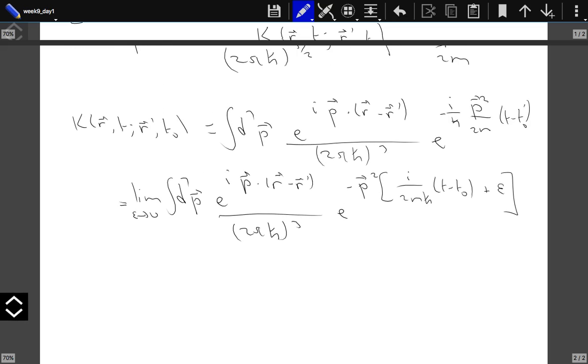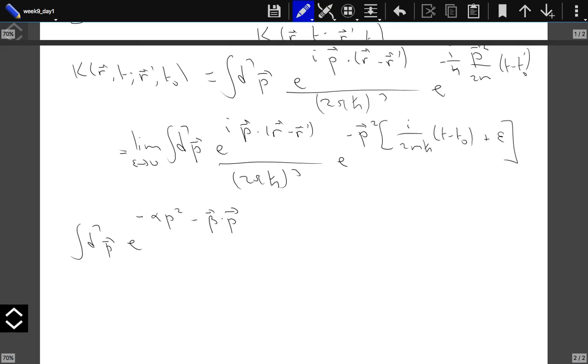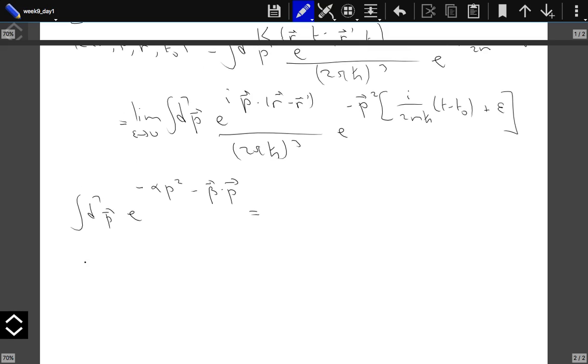Now, do you know how to evaluate these integrals? Here, basically, I have an integral of this form, e to the power minus alpha p squared minus beta dot p. So do you know how to calculate these integrals? Well, there are basically a couple of ways you can do it. One of them, I can just write this as dp_x e to the power... well, let me just skip that for the time being. What I will be using is just the result of the Gaussian integral.